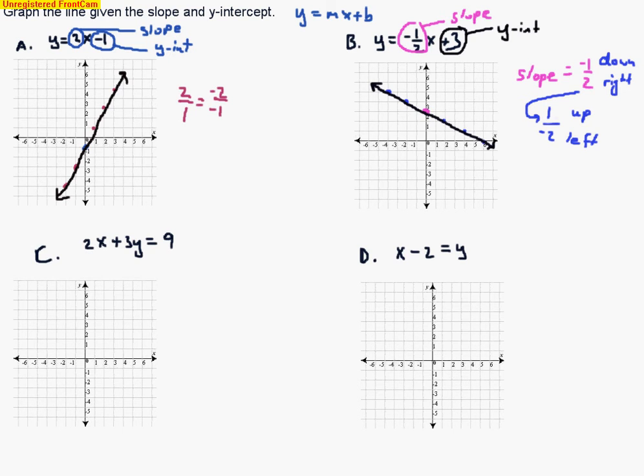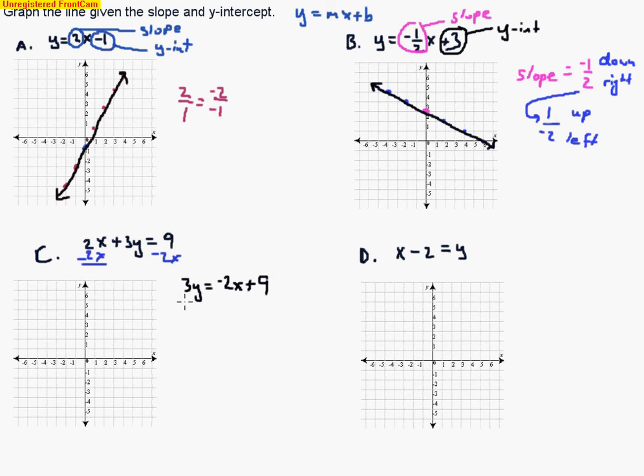First thing I'm going to do with this problem is get y by itself. If I want to use slope-intercept form, I'm going to move this 2x over to the other side, subtract it from both sides. So when I do that, what I'm left with is 3y equals -2x plus 9.